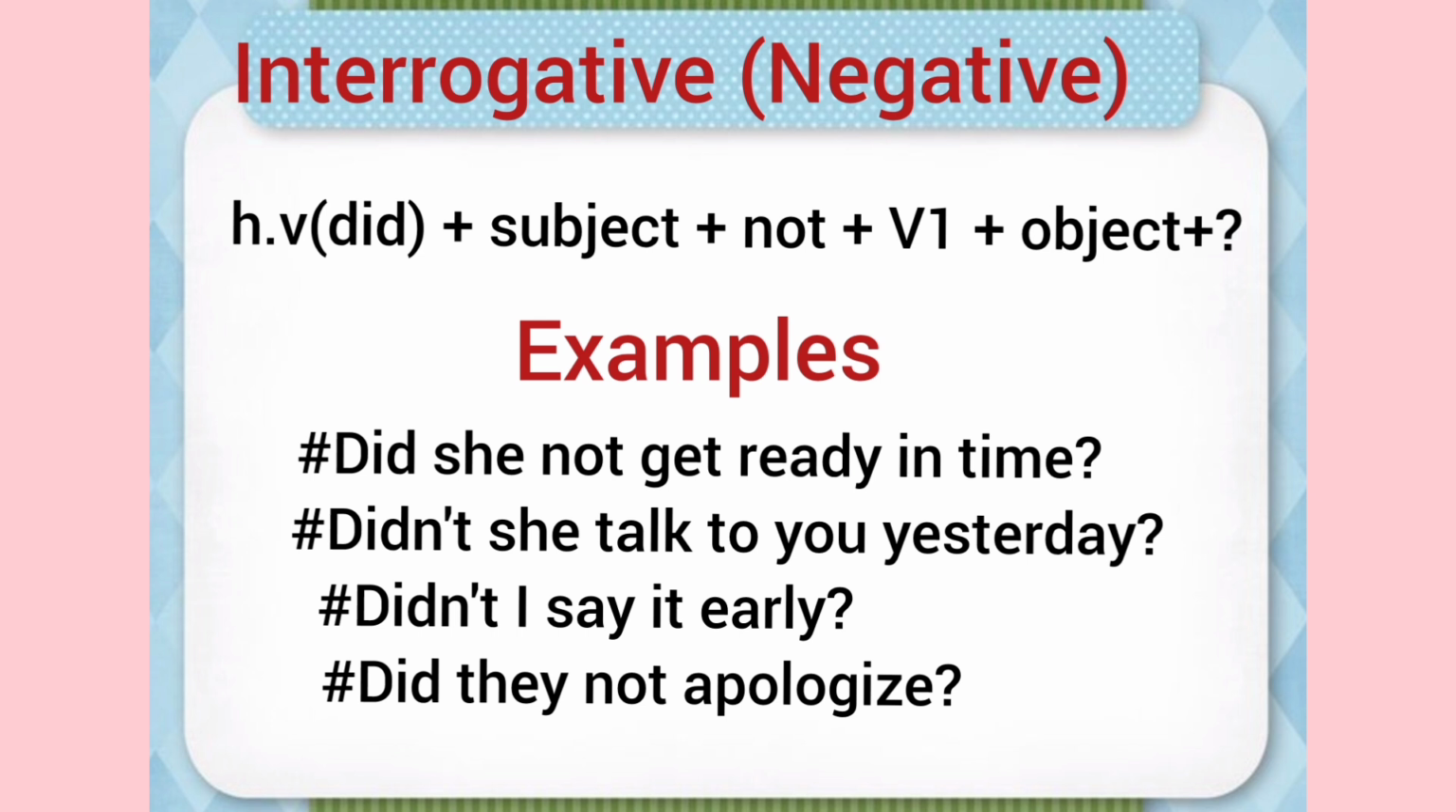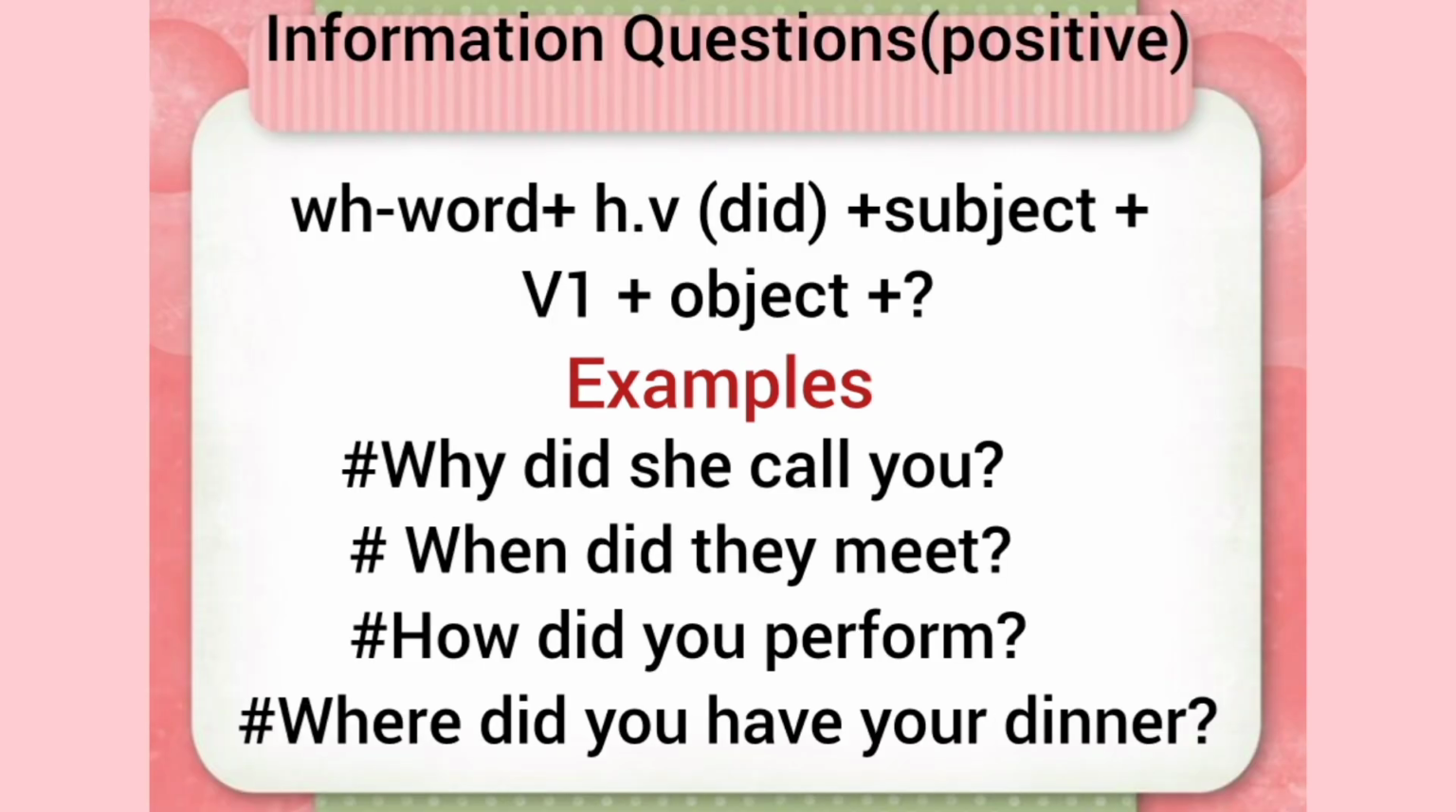The next is information questions. The positive sentence structure is WH word as question word plus helping verb did plus subject plus first form of verb and then object. Examples are, why did she call you? उसने आपको फ़ोन क्यों किया? When did they meet? वो कब मिले? How did you perform? Where did you have your dinner?